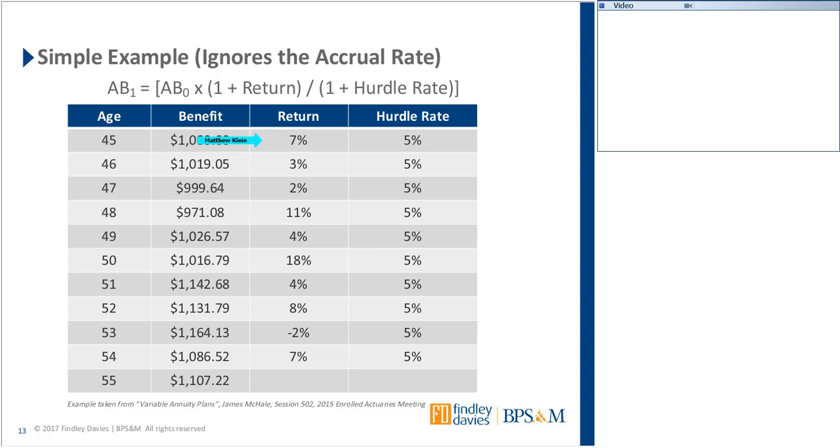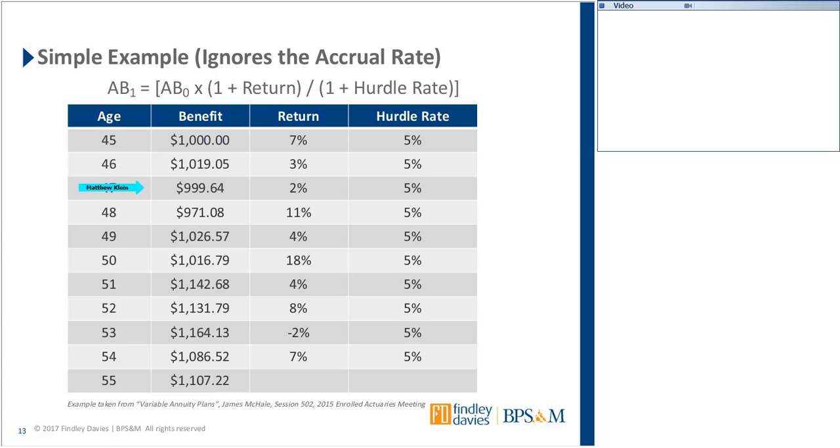So in the first year, the plan's assets return 7%, which exceeds our hurdle rate of 5%. And so what we see then is the benefit going up by roughly 2% from the $1,000 to $1,019 at age 46. What we see in year 2 is our return is only 3%, which is below our hurdle rate of 5%. And so we will adjust the benefits accordingly down a little bit since we did not meet that hurdle rate. And lo and behold, our benefit for age 47 is $999.